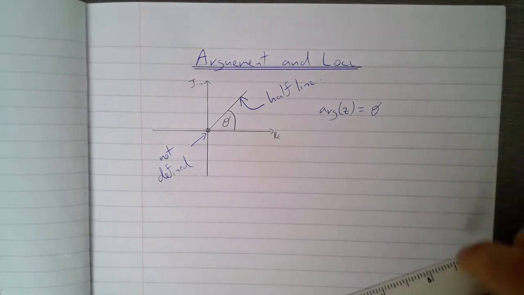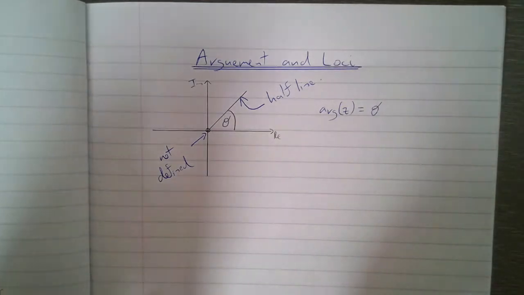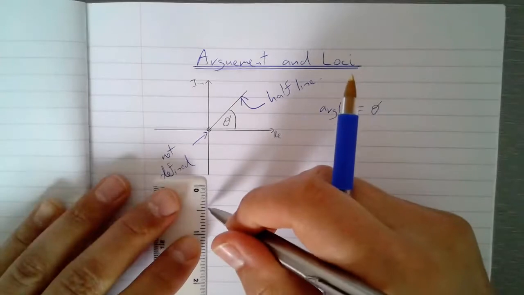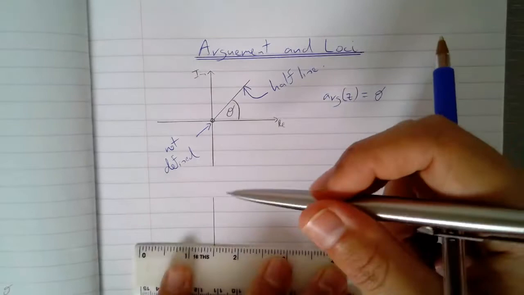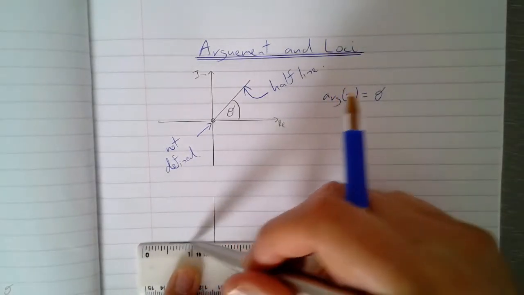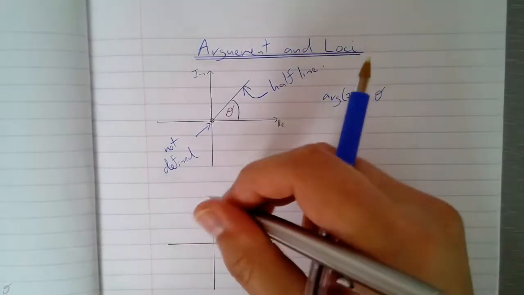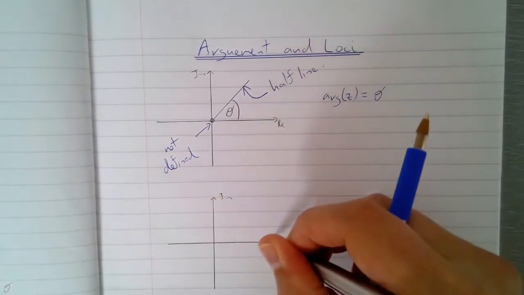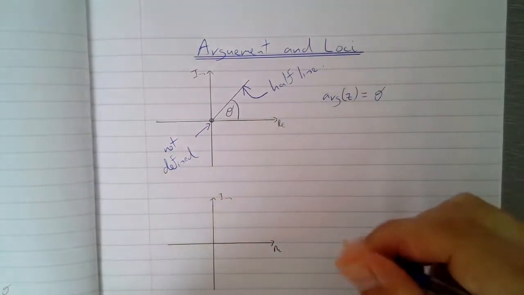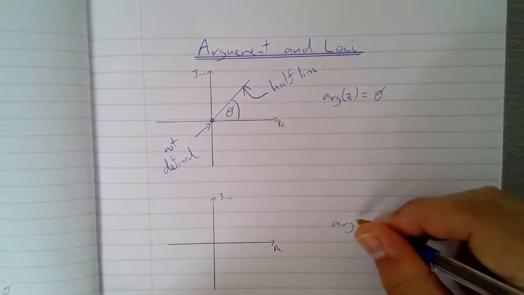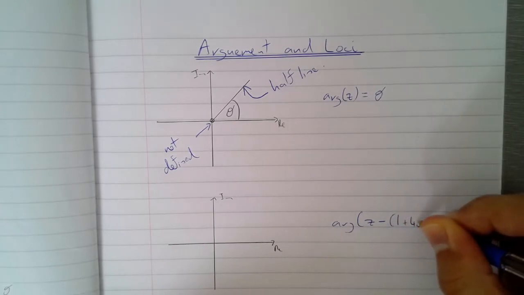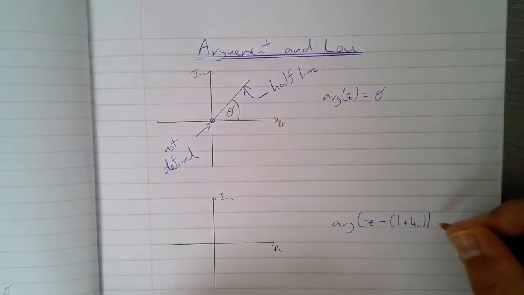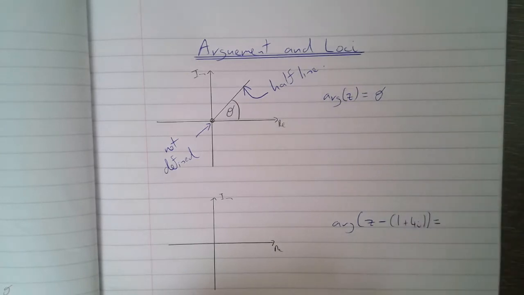So what we want to do is look at some slightly more interesting ones. Instead of having the argument of z equals theta, how about if I said instead, let's put that imaginary and that real, the argument of (z minus (1 plus 4i)) equals theta. Notice that I'm using the brackets like I was the other day. Notice there's a negative sign there, not a plus.